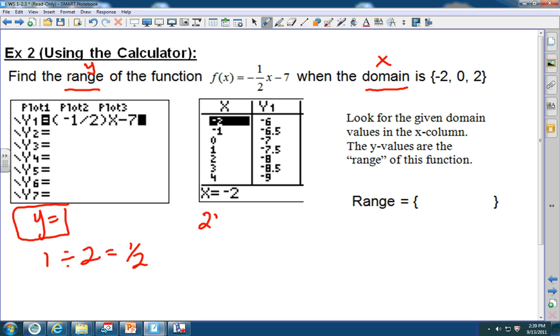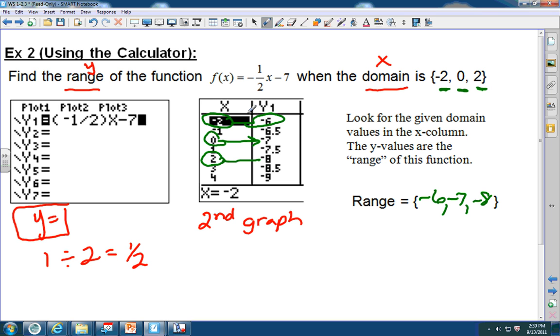Then you're going to press second graph to get the table. Now when you press second graph, you're looking to see where the x number is negative 2. Here's the x number, and the y number is negative 6. So I'm going to go down here and put negative 6 right there. Then you're going to look and see where x is 0. X is 0 right here. Come across, and your y number is negative 7. Next, find where your x number is 2. You're going to come across, there it is, negative 8.